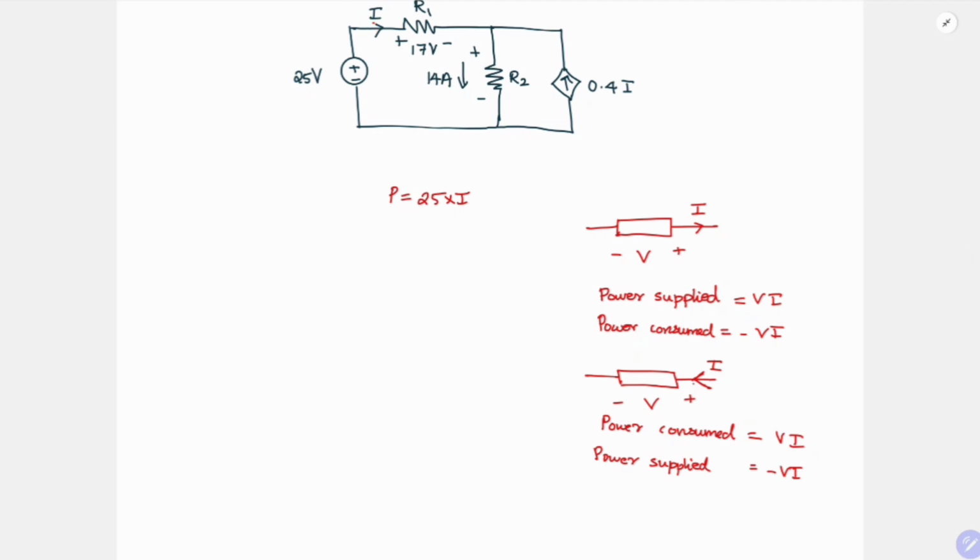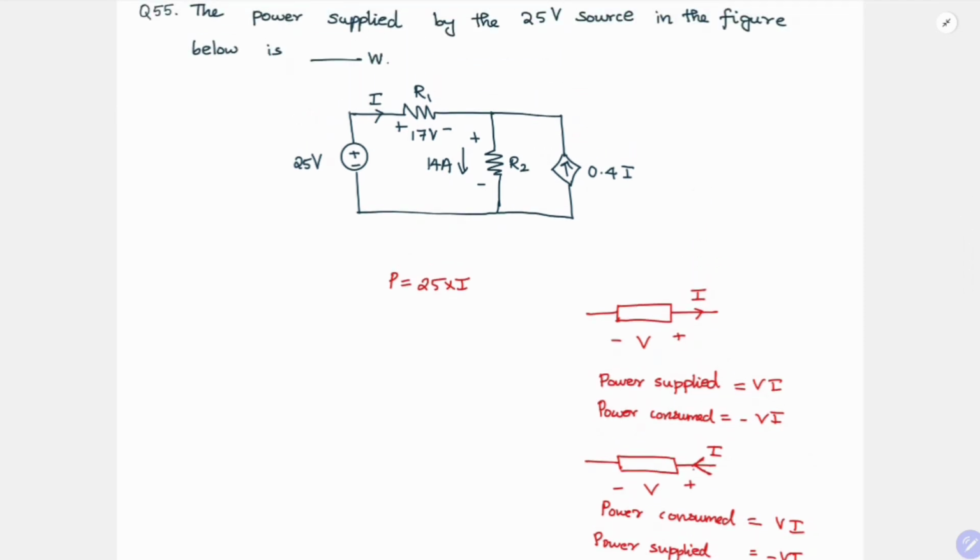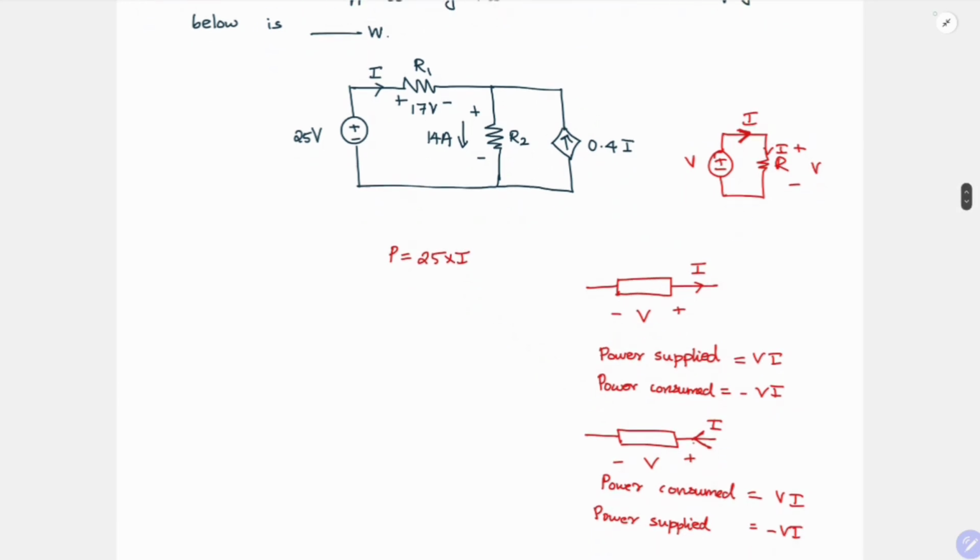Even then, if you are confused, just take the case of a simple battery with a resistor. Here the current in this direction is positive, so the power supplied will be V into I. It is positive when it is in this direction. For the resistor, this is V. It is going from the positive terminal to the negative terminal, and it is power consumed here. So with this you can do it.